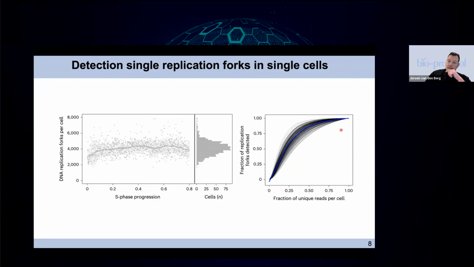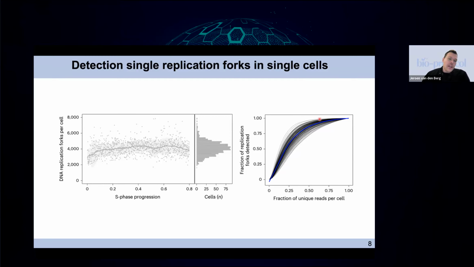And what you see is that we can downsample quite far for most of the cells before we actually see a decrease in detection of the number of DNA replication forks. To us, this indicates that it is nice to have this many unique reads, but it seems that we do not need all of these reads to make an accurate estimation of DNA replication forks.